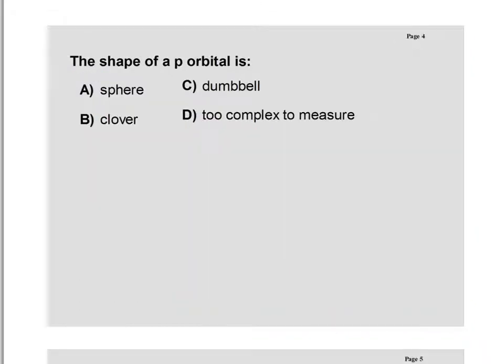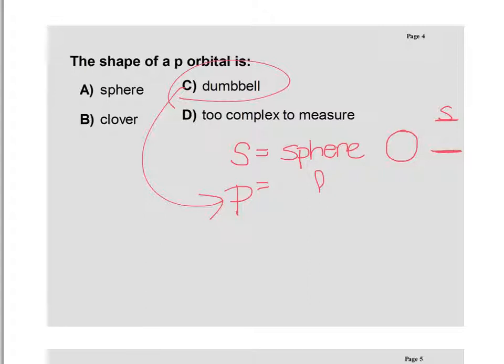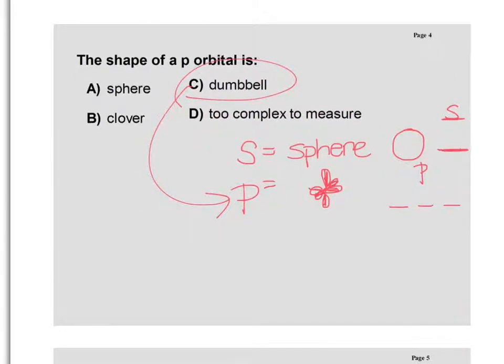Alright, this one asks what the shape of P is. So again, S is an orbital that has a sphere shape. Since there's only one way you can draw a sphere, whenever there's an S, it's a 1 orbital apartment. P was a dumbbell shape, which is the answer to this question. And because there are 3 different ways you can draw that in space, that means there are 3 different P shapes. And so P is actually a 3-bedroom apartment. There are actually 3 P orbitals that exist.